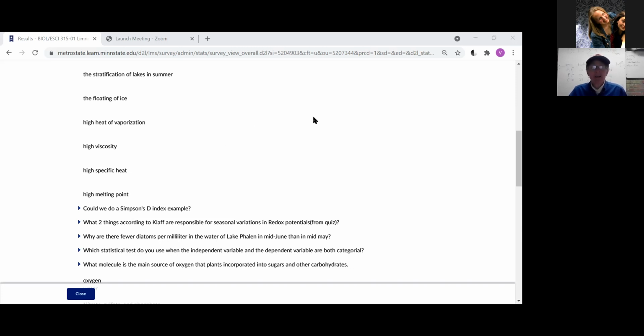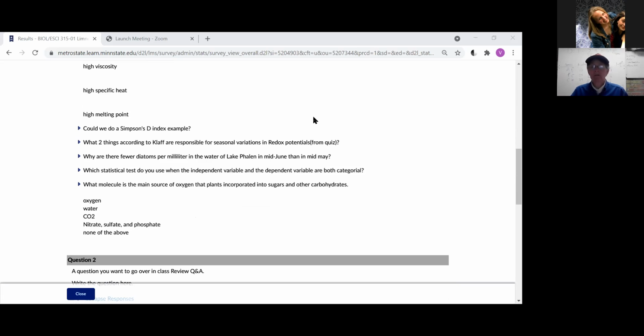Which molecule is the main source of the oxygen that plants incorporate into sugar and other carbohydrates? In photosynthesis, water is split, and the protons combine with carbon dioxide to make sugar. So where does the oxygen come from? Carbon dioxide. The oxygen in the water is released as oxygen gas after the water is split in photosynthesis. So the answer is carbon dioxide. Any questions?